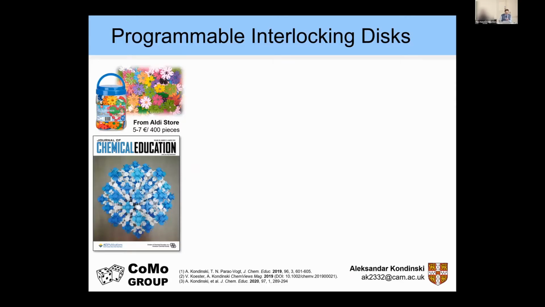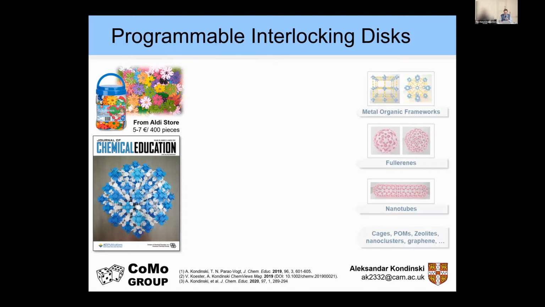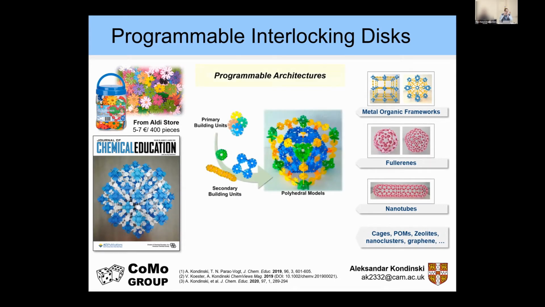And one way to do it is basically to think about toys. Before working on this project, I used to develop a toy for chemical didactics. These are the programmable interlocking disks. These structures can basically be used to model a variety of metal-organic frameworks, polyhedra structures, nanotubes, and so on. And they work in a very similar fashion. You take a little toy, you build something like a symmetrical block, a secondary building unit, and from there you assemble those in a model.